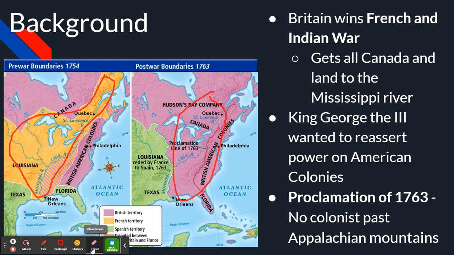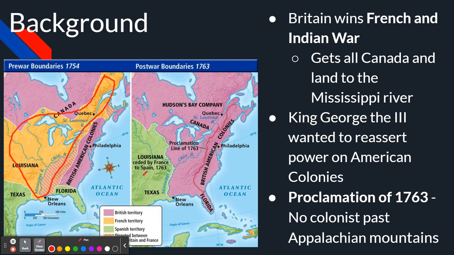So one of the big things after the war was the king wanted to reassert his power on the colonies. Because of the war, he had not been focused on ruling the 13 American colonies along the coast as much as he had been in the past, and they had pretty much run the war by themselves for a large portion of it. So he wants to show them that he's the king, he's in charge.